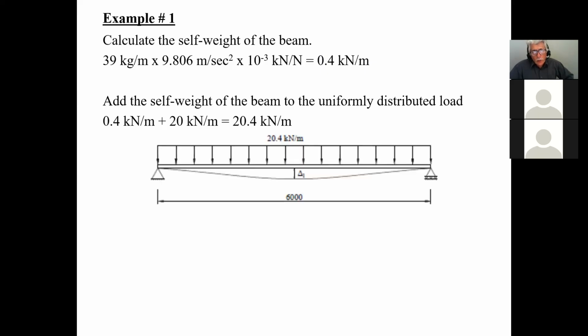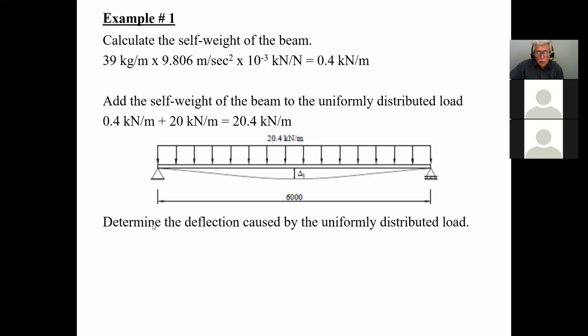Now, what I want to do is calculate the deflection that this beam will undergo based on the fact that it's going to have to carry a uniformly distributed load, including the self-weight, of 20.4 kilonewtons per meter. Now, how do I do that? Well, in many textbooks, in many handbooks, you have what they call beam formulas and beam diagrams. And these are very, very useful in doing certain calculations, as they simplify the analysis we need to do. And I'm going to show you what these things look like.